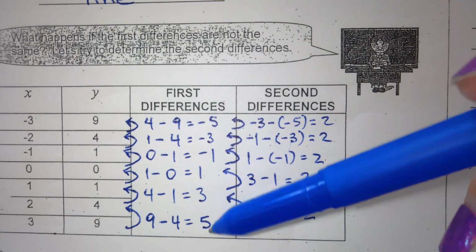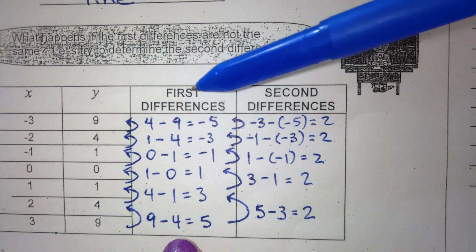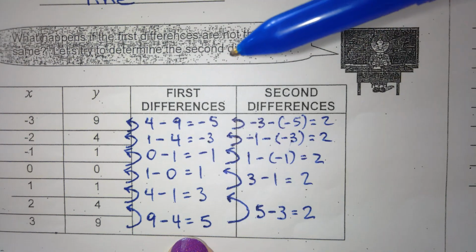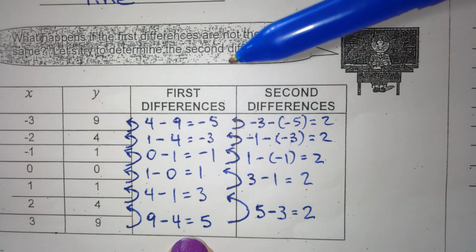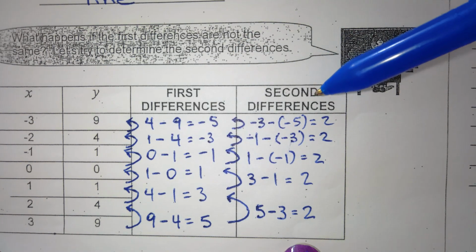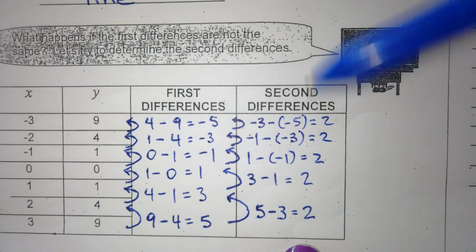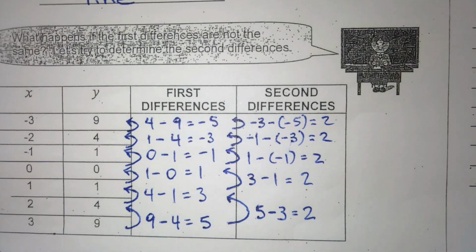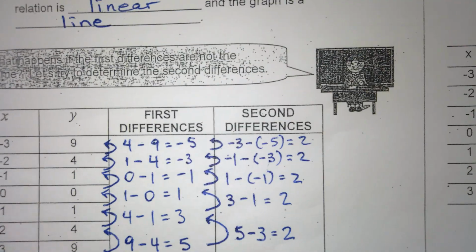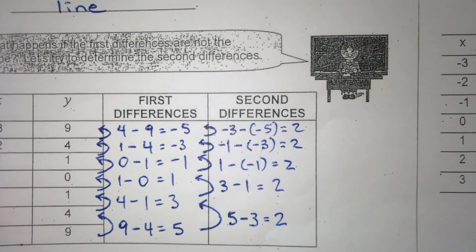So all you're doing is, if first difference is the same, do I still need to do second difference? No, I can stop. But because first difference is not the same, I have to do second difference. Okay. And then if second difference is not the same, I stop as well. I don't have to do anymore. Second difference is 2.